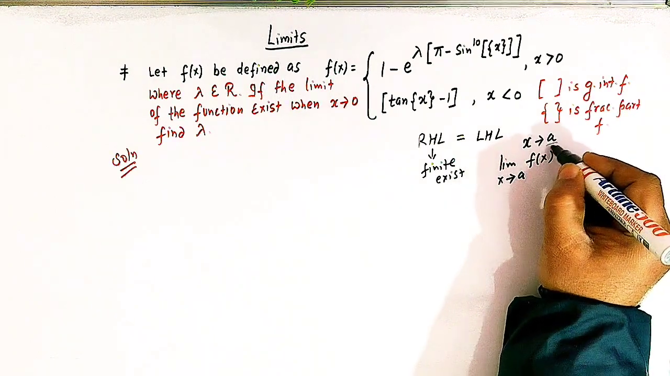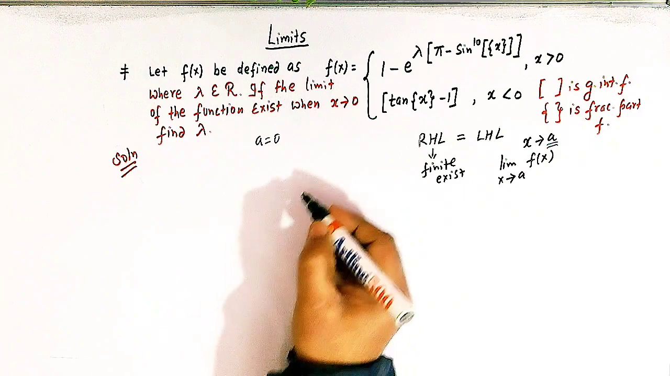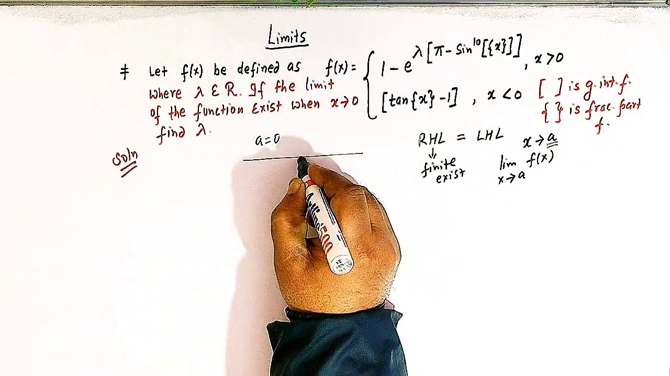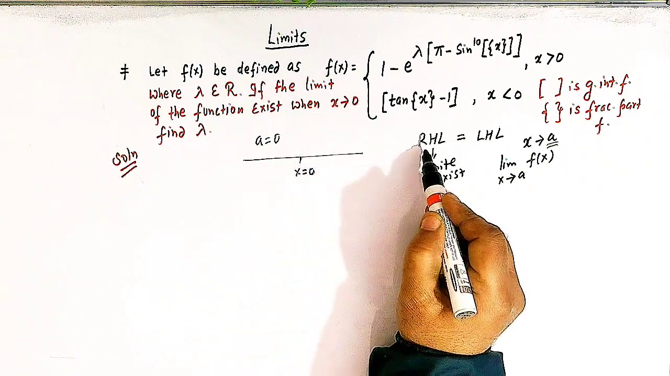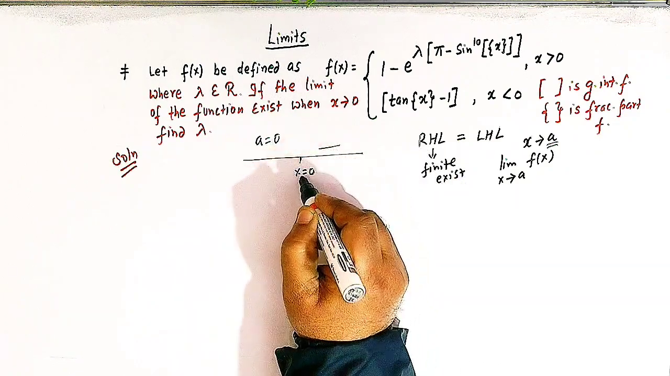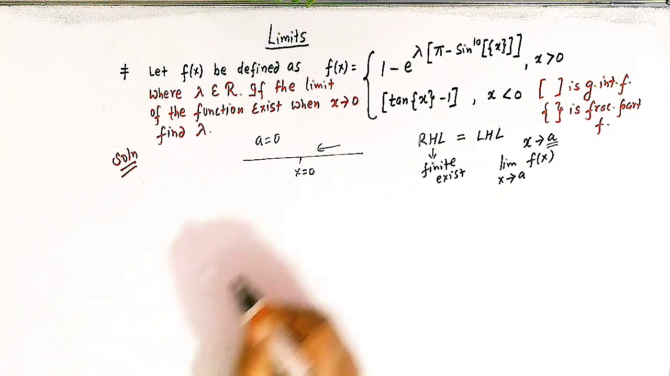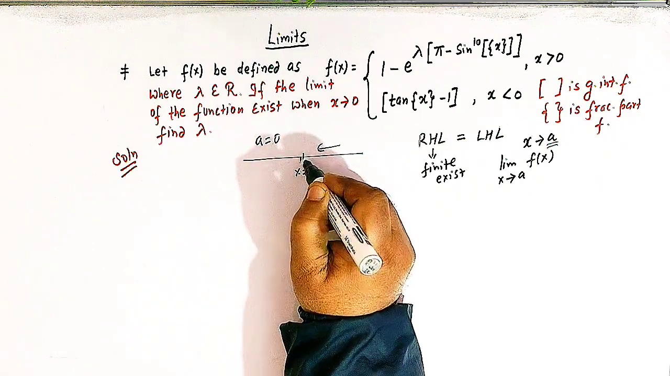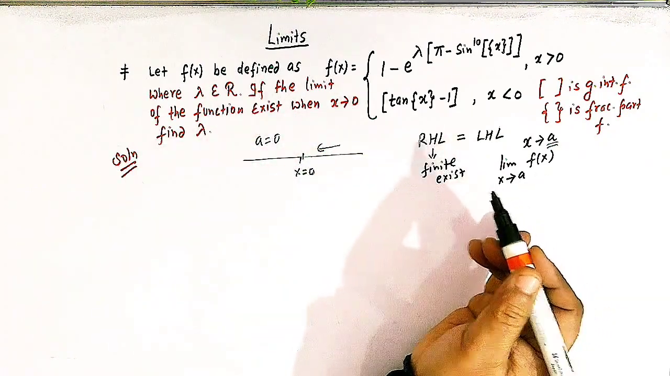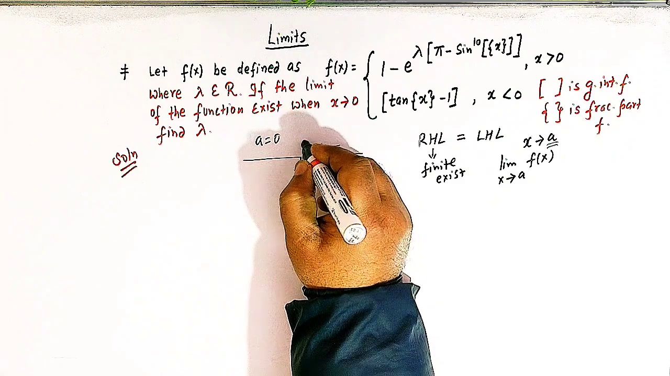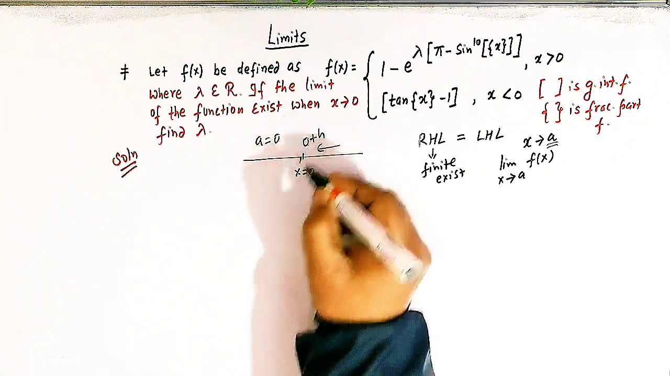So here our point a is 0, and here we have say x equal to 0. So when we find out the right hand limit, we approach towards x equal to 0 from the right of x equal to 0, and we take a point in the neighborhood of x equal to 0 and towards the right of x equal to 0, and this point may be taken as 0 plus h, right?